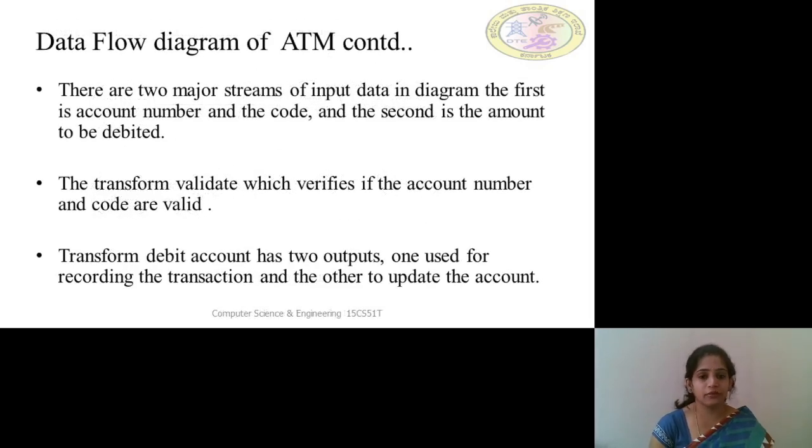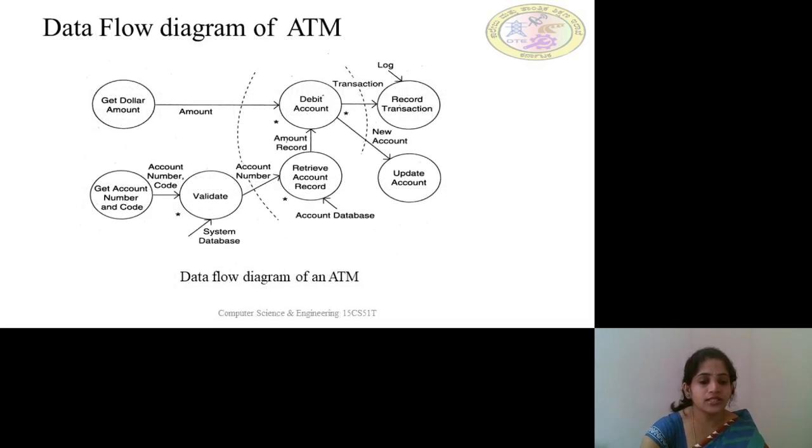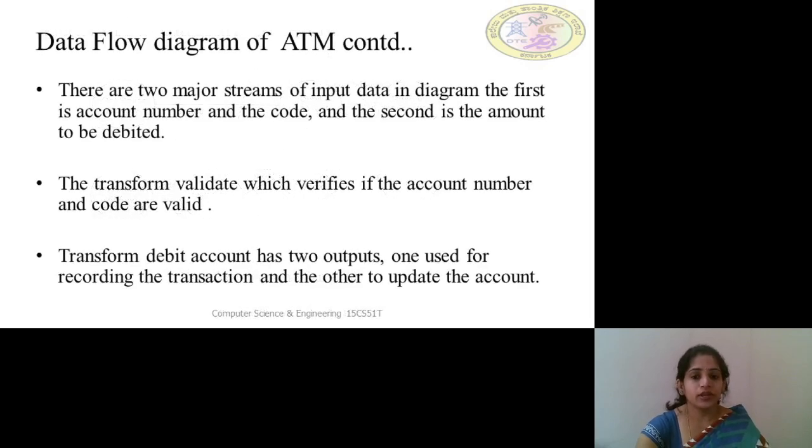With respect to the diagram, we'll see what are all the major inputs and the outputs and the transforms that we can see. Here, there are two major streams of data input in the diagram. First is the account number and the code, and the second is the amount to be debited. These are the two major input data that we can see.